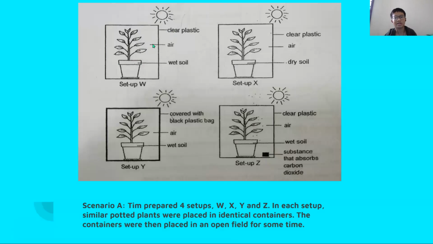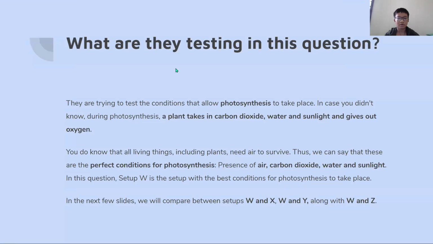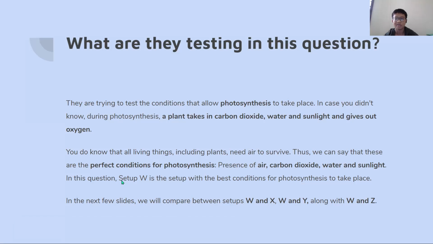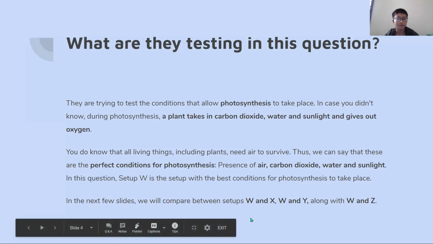As you know, air contains nitrogen, oxygen, carbon dioxide, and other gases, alright? And wet soil, as you can see, the word wet determines that this soil has water in it. So now we can say that in this question, setup W is a setup with the best conditions for photosynthesis to take place. In the next few slides, we will compare between setups W and X, W and Y, along with W and Z.